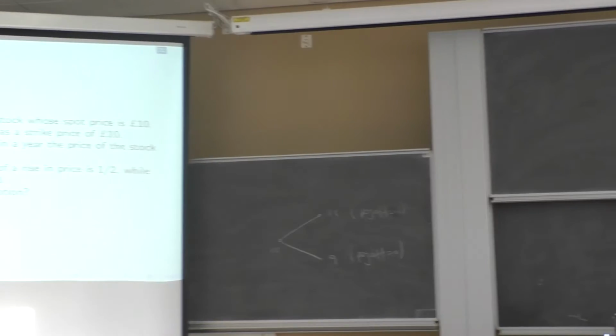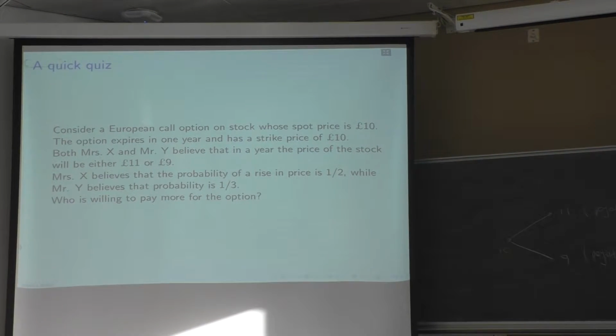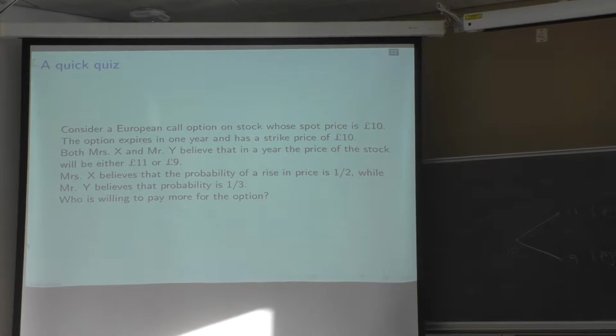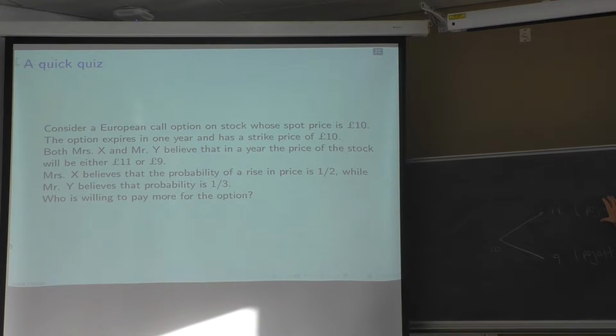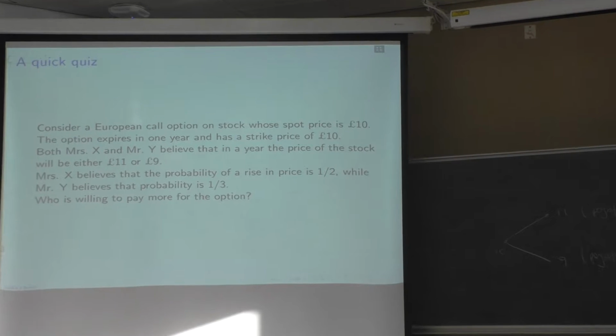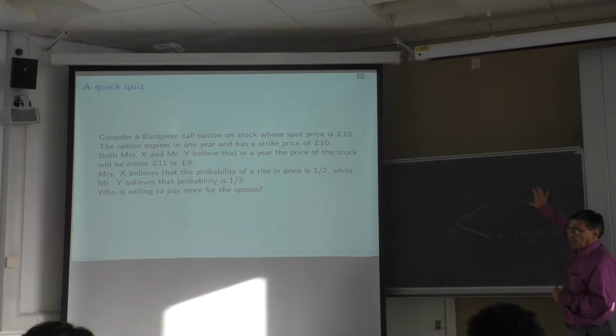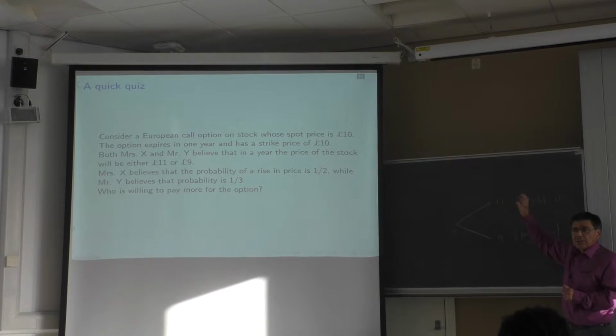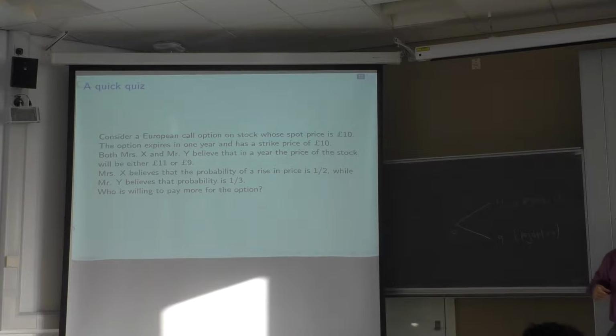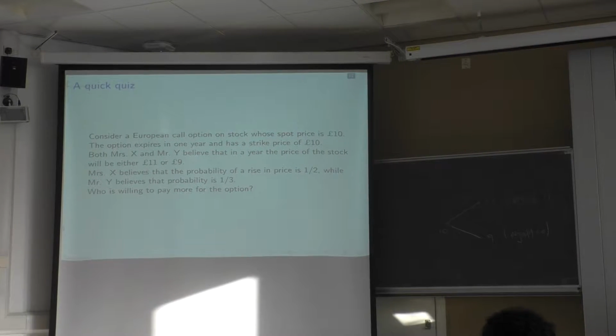And then there were two people. Mrs. X said, you will find yourself in this state of the world in a year with probability 1/2, so she will get a payoff of 1 with probability 1/2. And then there was this other person who said, no, you're going to find yourself here with probability 1/3. So the expected payoffs of these two people were 1/2 and 1/3. And I asked you who is going to be willing to pay more for this option.